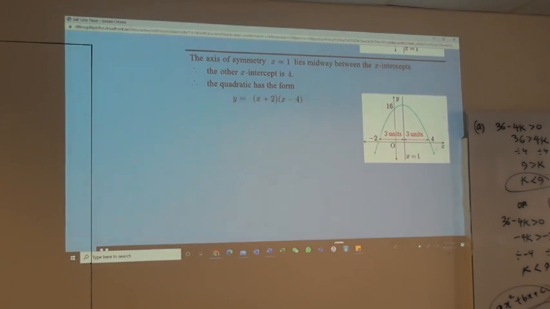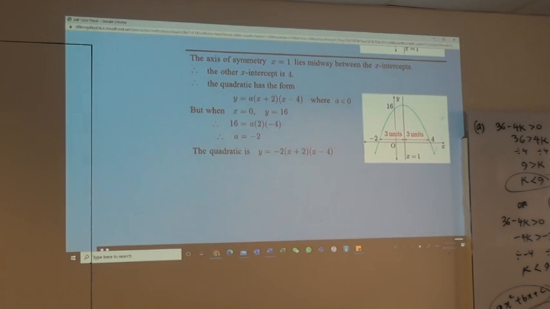We multiply these factors by a non-zero constant a to obtain the general form for all quadratics with x-intercepts minus 2 and 4. Using the y-intercept, the point (0, 16) lies on the graph. It must satisfy our equation. We substitute x equals 0 and y equals 16 and simplify to find a equals minus 2. We now have the equation of the quadratic.